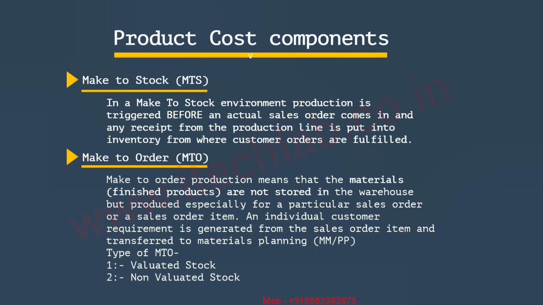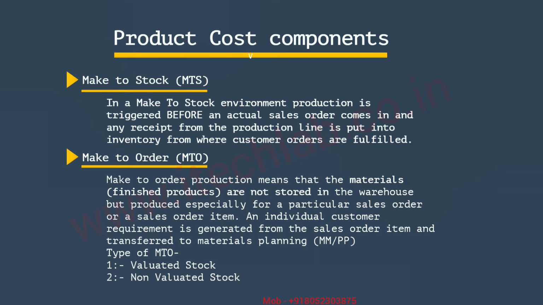So make to stock, what does it mean? Make to stock means that the manufacturer manufactures the goods and keeps them in the warehouse. When a sales order comes, stock can be used from the warehouse and delivered to the customer. It's a simple process, nothing too complicated.